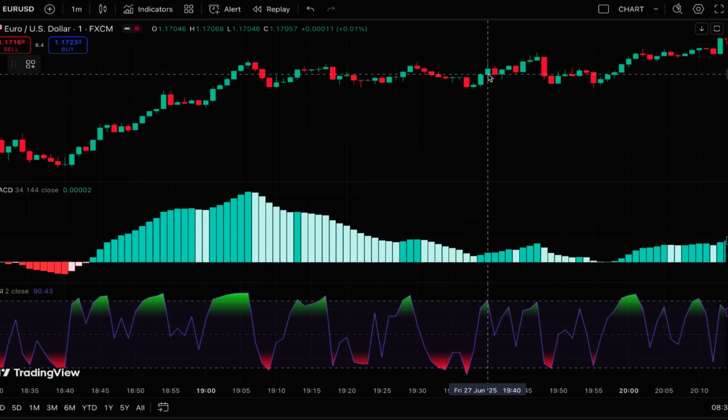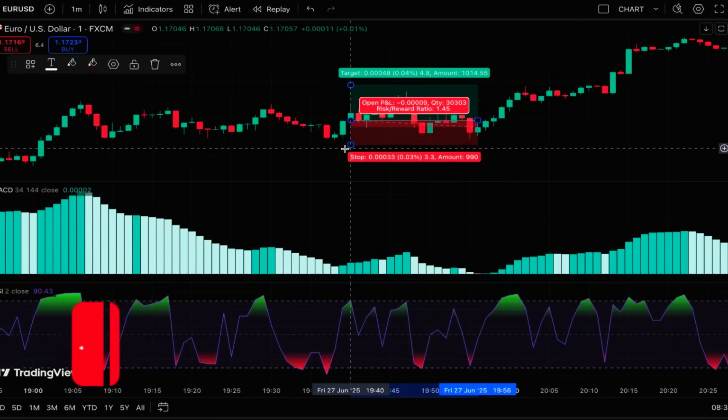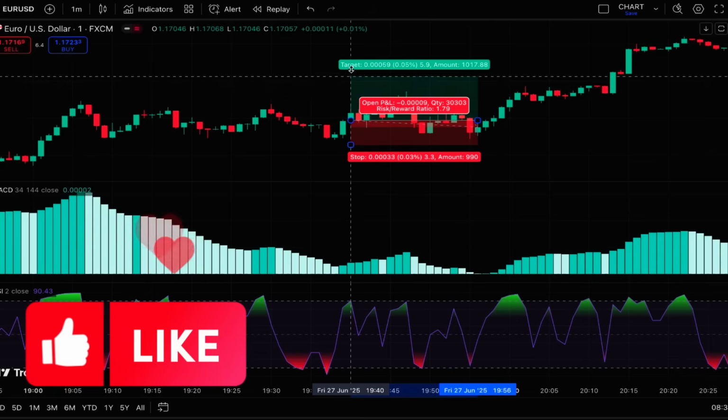new candle is opened. The stop loss for this trade is placed below the previous swing low, and profit target at 1.5 risk to reward ratio.